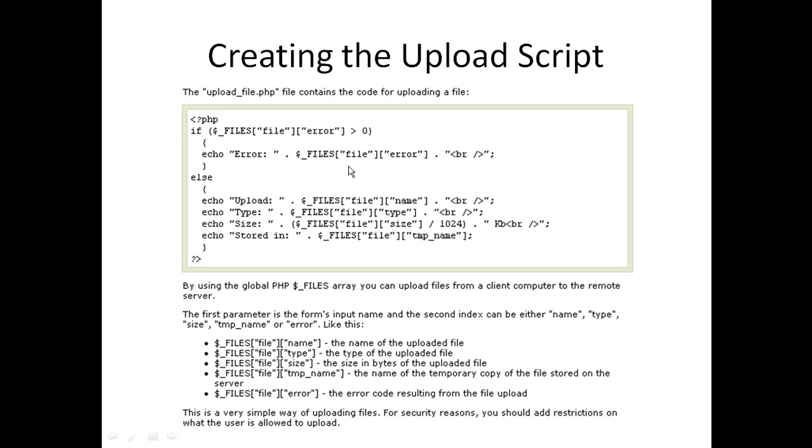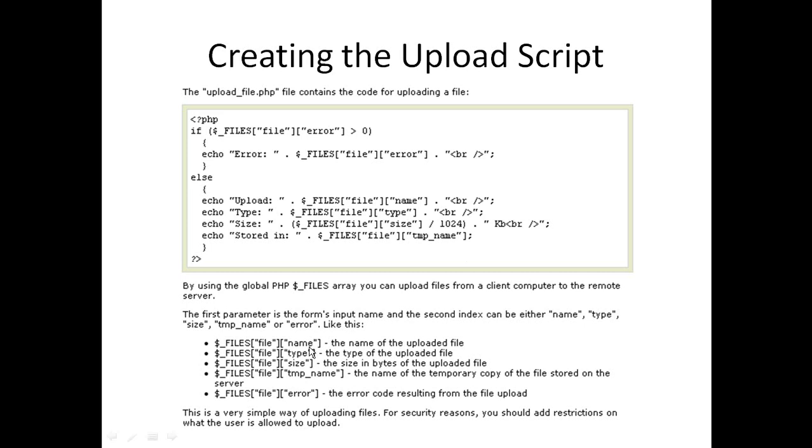Then another index of error. This is basically saying, if there are any errors, then show them. Otherwise, this is the name of the file, this is what its type is, this is how big it is, and then tmp_name is actually where it's stored temporarily by the server.